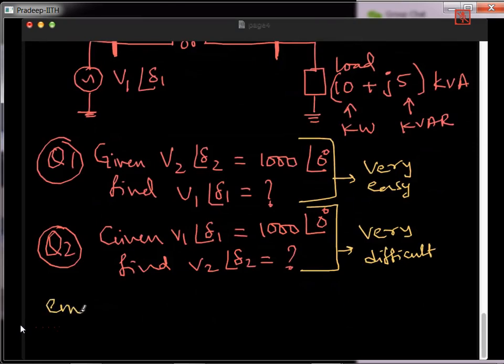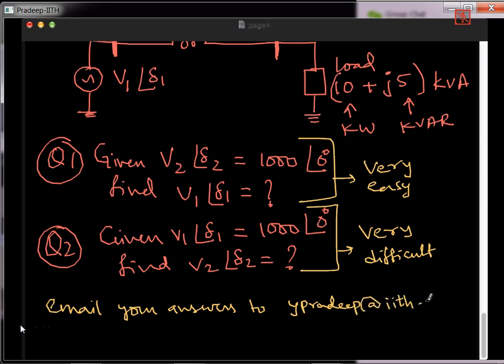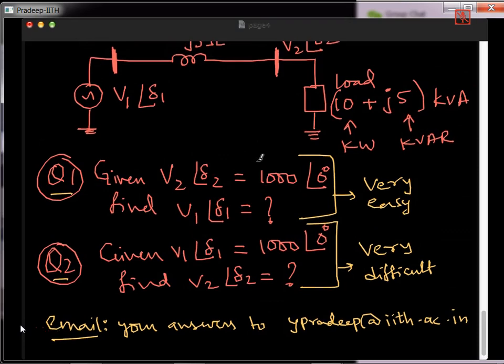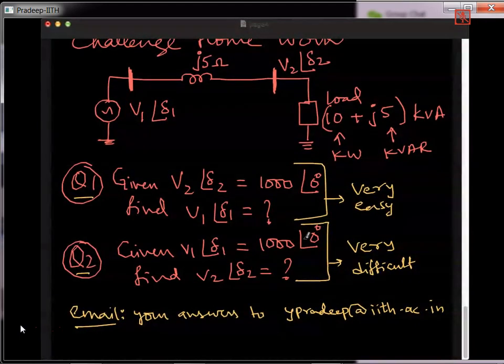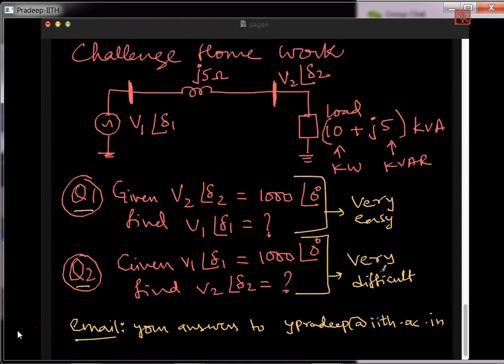So email your answers to. I have given two homework questions, Q1, Q2. Just try these two. You will find that question 1 is very easy and question 2 is very difficult. But try both of them and solve them, and then you can send your answers to me. Whoever gets the correct answer for question 2, in the next class I will mention them. This is open for all the students who are listening to this lecture.